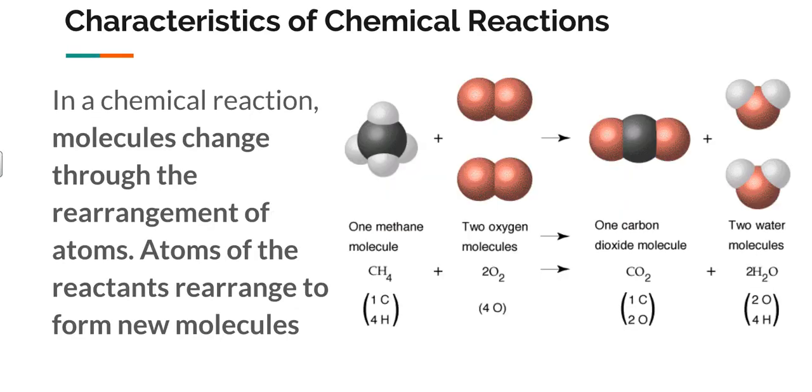Let's discuss what exactly happens during a chemical reaction. In a chemical reaction, molecules change through the rearrangement of the atoms. Atoms of the reactants, that's what's happening on the left-hand side here, rearrange themselves to form new molecules. So here's an example of a chemical reaction. This is called methane. Methane is made of 1 atom of carbon and 4 atoms of hydrogen. When methane comes into contact with oxygen molecules, the molecules break apart and rearrange themselves to become carbon dioxide and water.